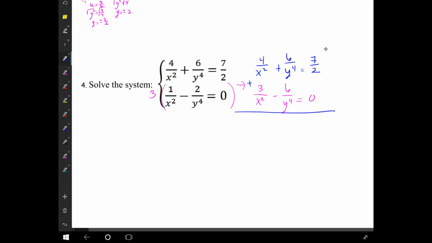What is 4 over x squared plus 3 over x squared?